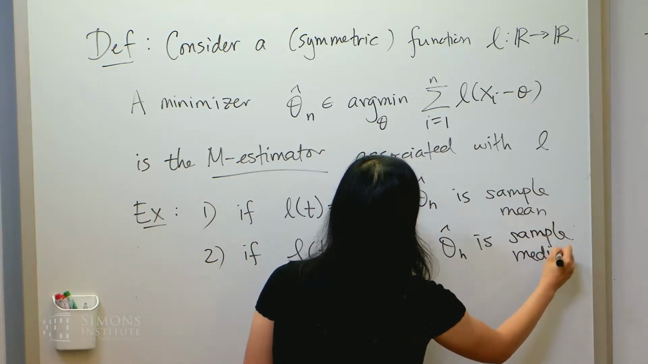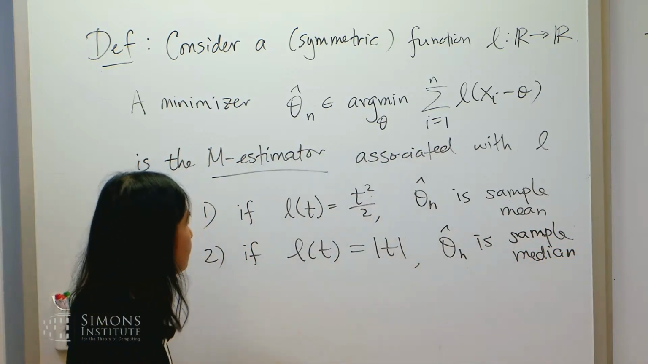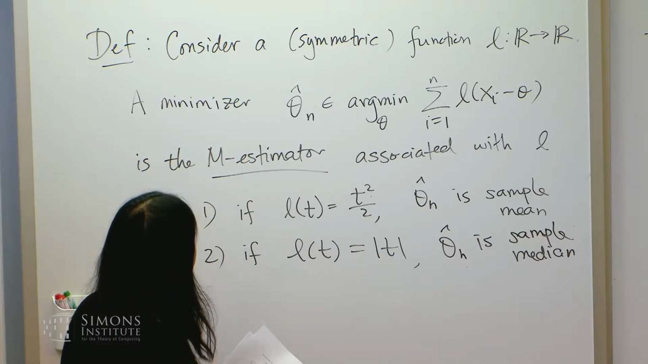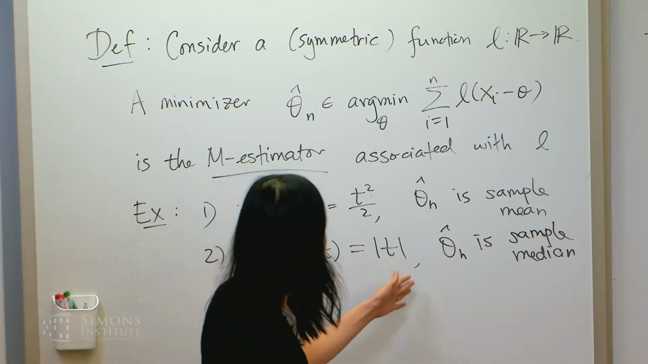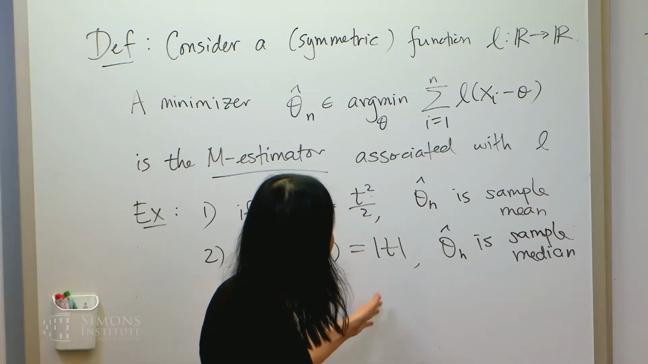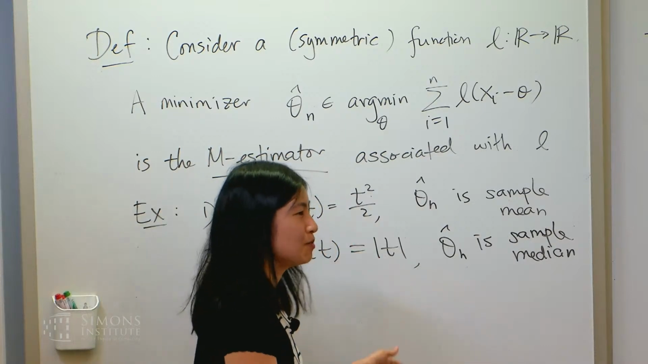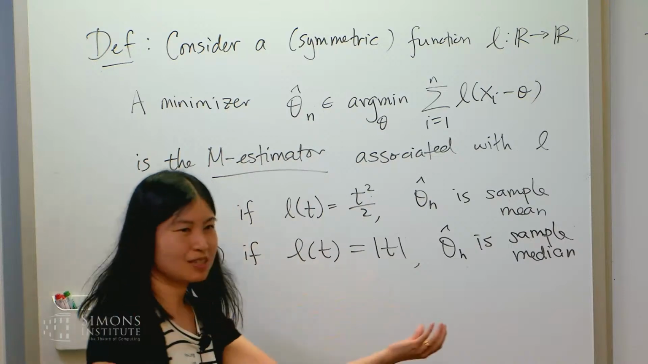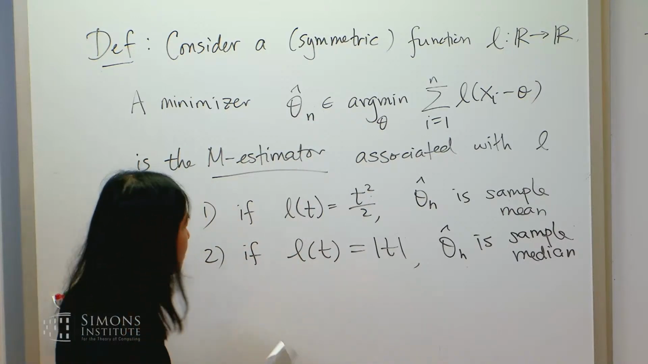It may not be unique. If you have an odd number of data points, it's in terms of an order statistic. If you have an even number of data points, normally you think of a sample median as the midpoint. But if you're minimizing the objective, it's anything on that segment in between the middle points.